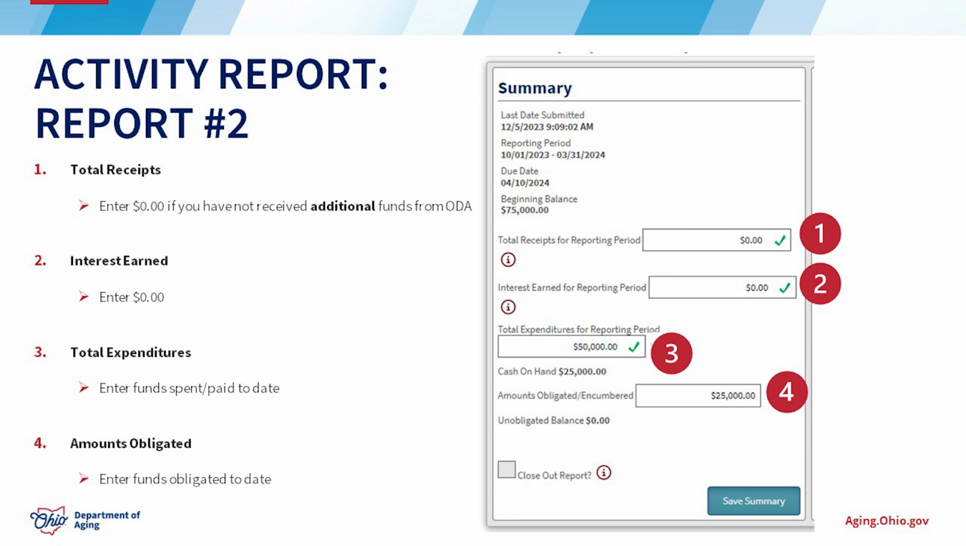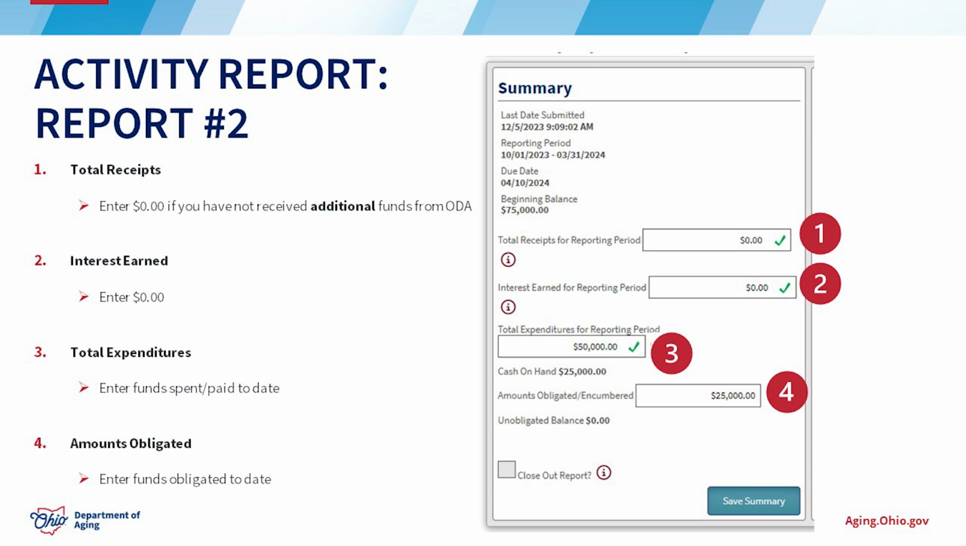One of the main differences with all subsequent reports that you submit after that first report is a total receipts for reporting period box. For your second report and all reports that follow, this amount should be zero in most cases. If you did receive additional funds that were not already reported on your previous reports, or you receive a revised notice of grant award from ODA for additional funding, you will enter those amounts in this box. If no additional funds have been received, simply enter $0.